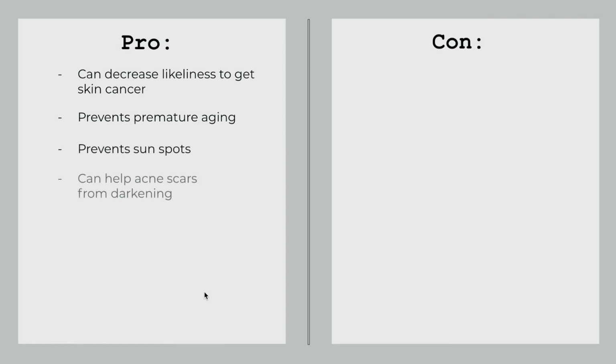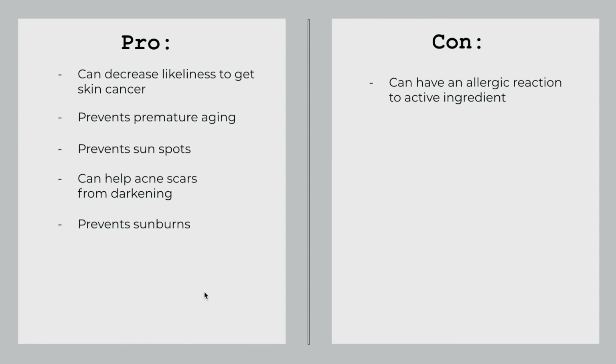Now, what are the pros and cons of wearing sunscreen? Well, some good things about wearing sunscreen are that it can decrease the likelihood of getting skin cancer and premature aging, prevent sunspots, help acne scars from darkening, and prevent sunburns. There are not a lot of cons about wearing sunscreen, and most are personal issues that don't affect everyone. But you can still have an allergic reaction to an active ingredient, and you can have acne or blemishes if it is not washed off properly.